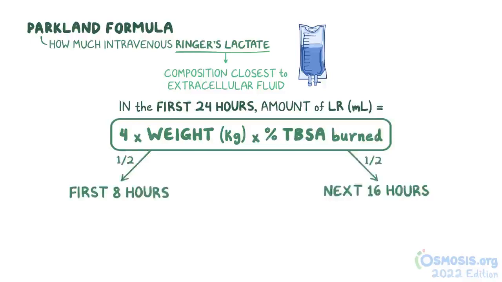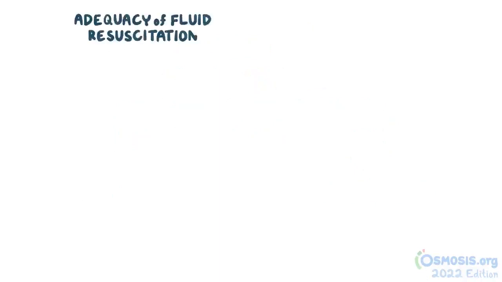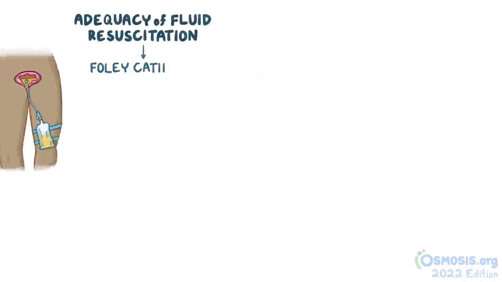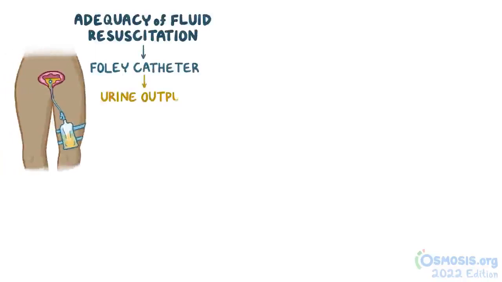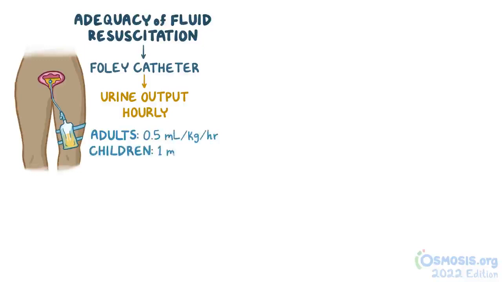Alright, so the adequacy of fluid resuscitation is determined by inserting a Foley catheter and measuring the urine output hourly. In adults, 0.5 milliliters per kilogram per hour is considered adequate, whereas in children, 1 milliliter per kilogram per hour is adequate.